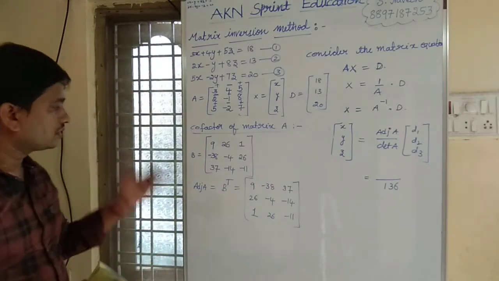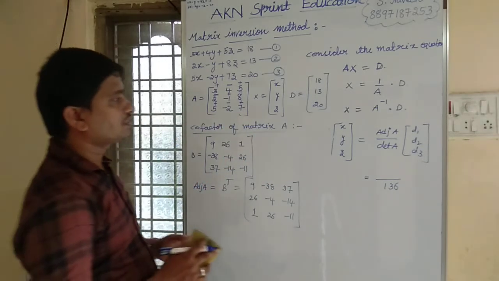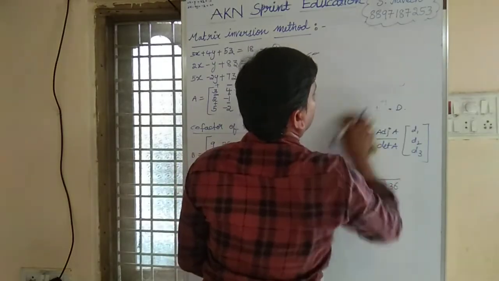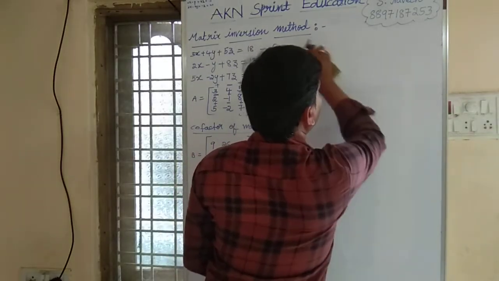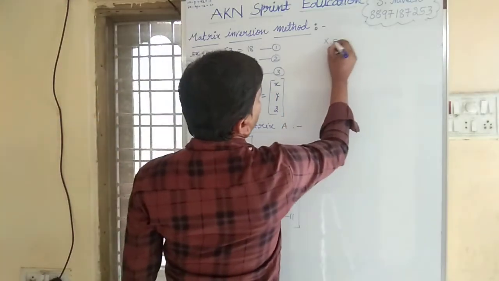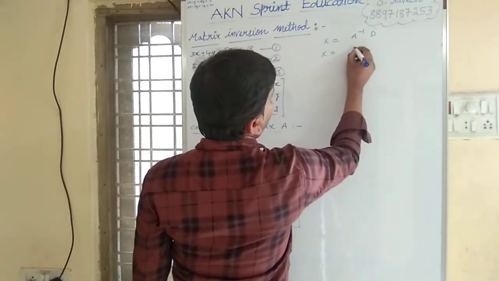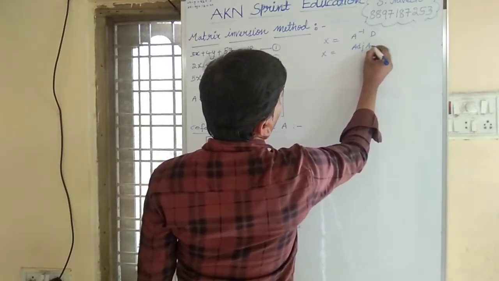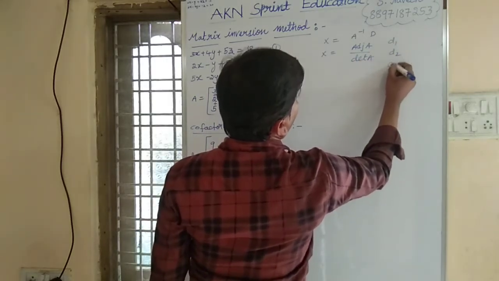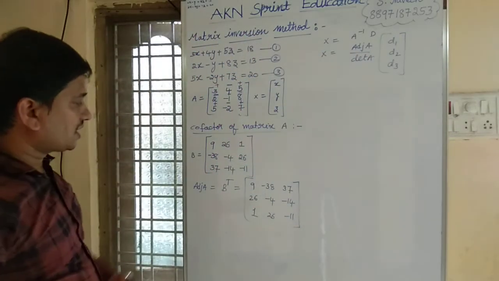Okay, we got A as well as adjoint A. Okay, let us substitute that in the formula. What is the formula, children, for finding the inverse? That is X is equal to A inverse into D. X is equal to A inverse, in the sense adjoint A by det A, into D1, D2, D3. Children, what is adjoint A?